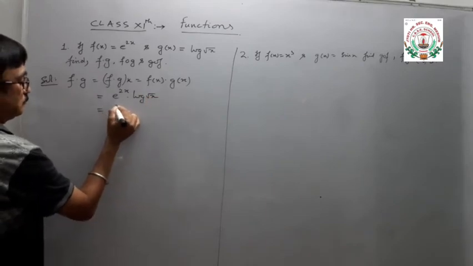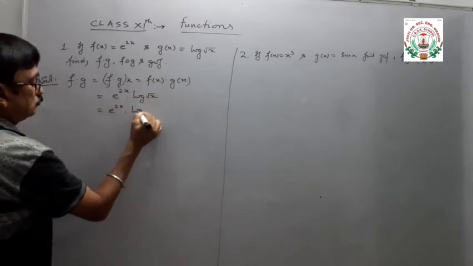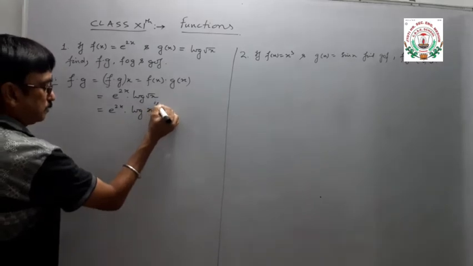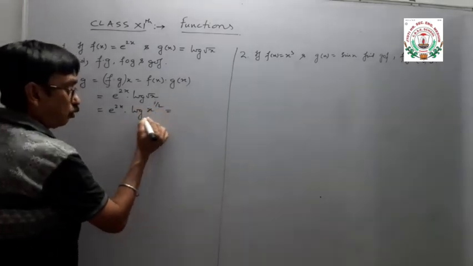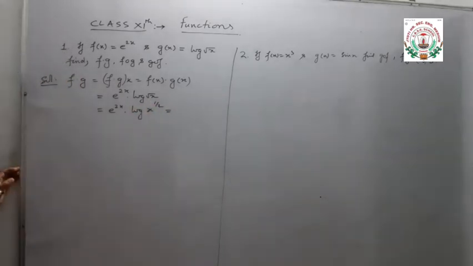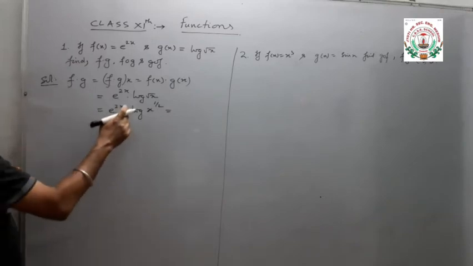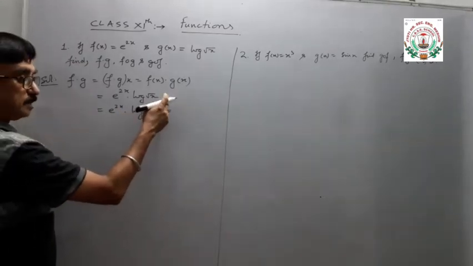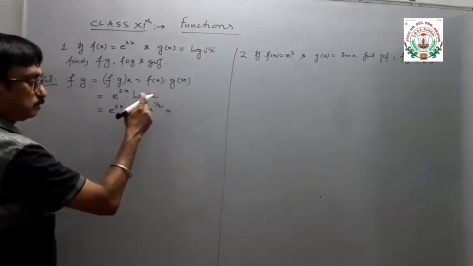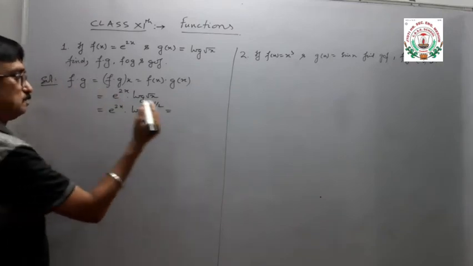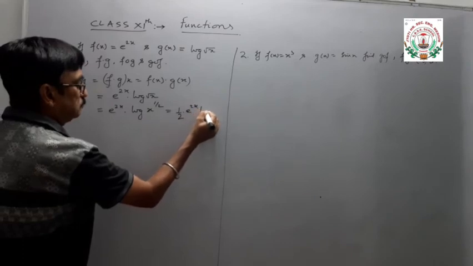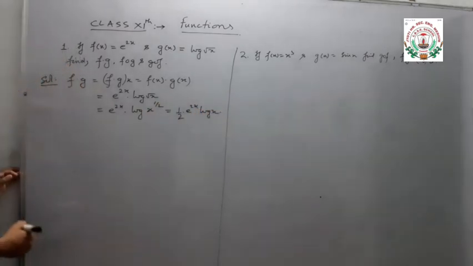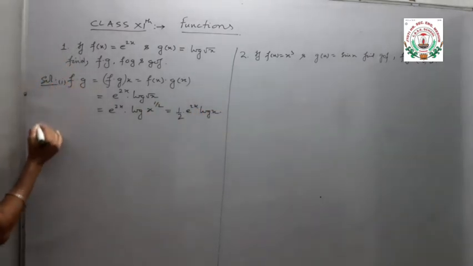अब e to the power 2x और इस log root x को मैं log x to the power 1 by 2 कर सकता हूँ, और ये 1 by 2 log m to the power n. In the previous I have explained you the laws of logarithm. Log m to the power n, the exponent will become the coefficient of log m. So 1 by 2 सामने आ गया, e to the power 2x into 1 by 2 log x, that will be your final answer. This is the first one.